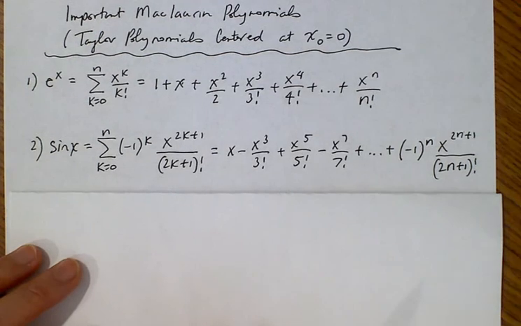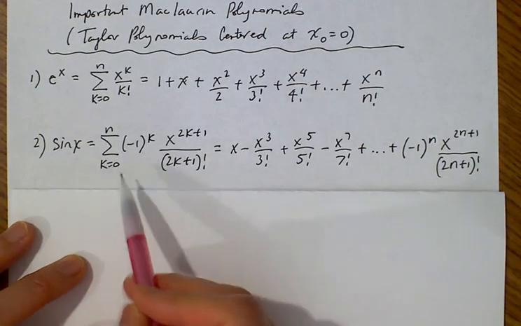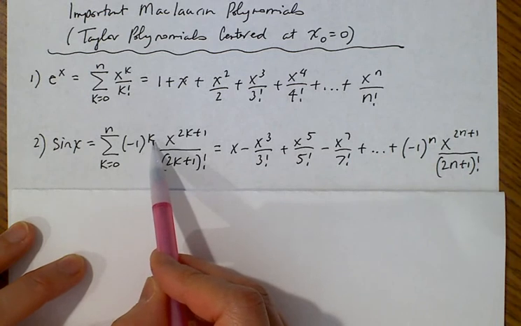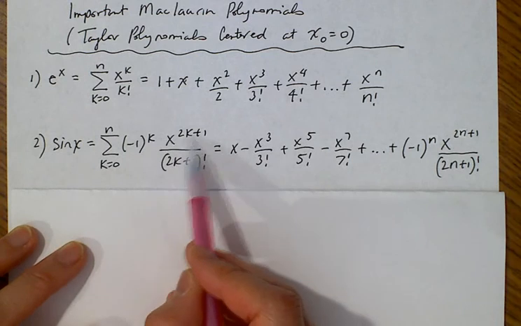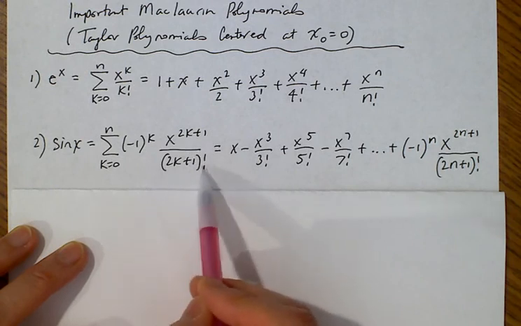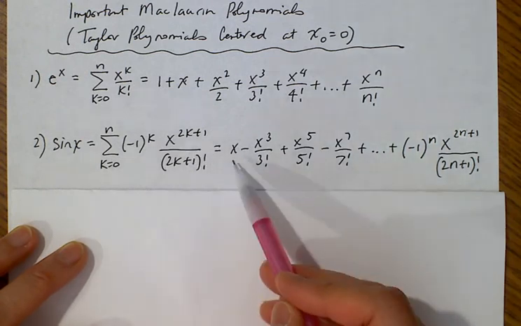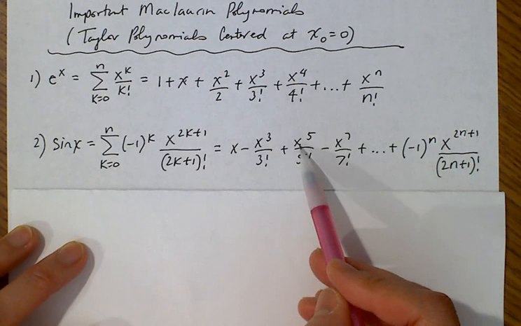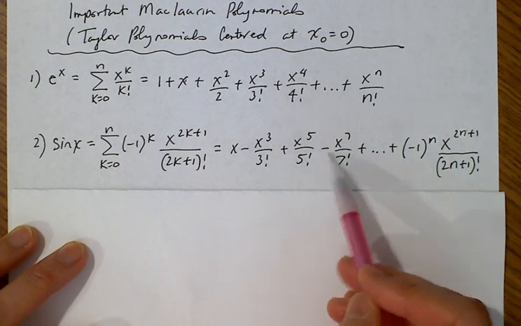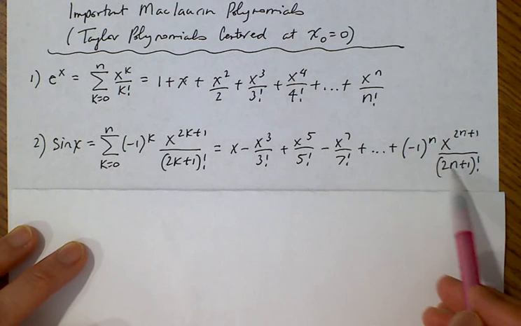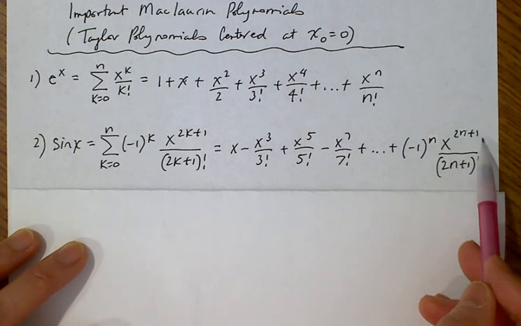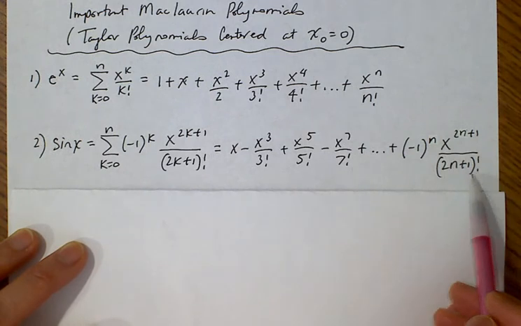The next one that you should be familiar with is the sine of x. For the sine of x, it's an alternating sign, so you have a negative 1 raised to the k power. And just remember that sine is an odd function. So in order to create odd powers, you have to do x raised to the 2k plus 1 all over 2k plus 1 factorial. And then if you expand it out to n terms, it'll be x minus x cubed over 3 factorial plus x to the 5th over 5 factorial minus x to the 7th over 7 factorial all the way to the nth term. And that will be negative 1 to the nth times x to the 2n plus 1 all over 2n plus 1 factorial.